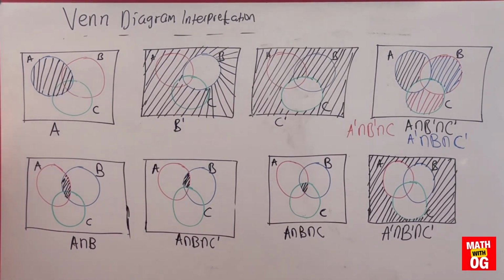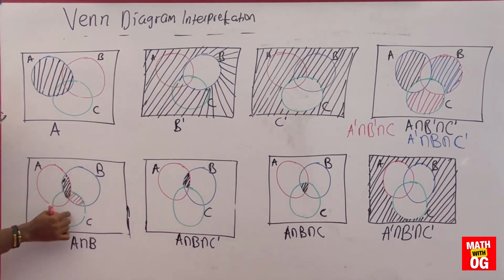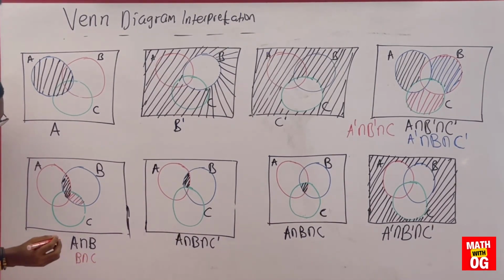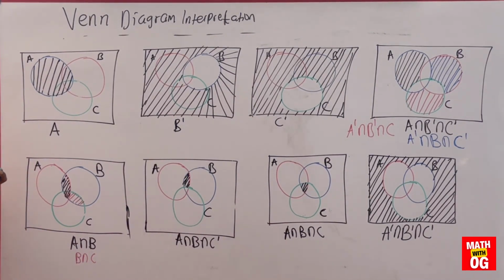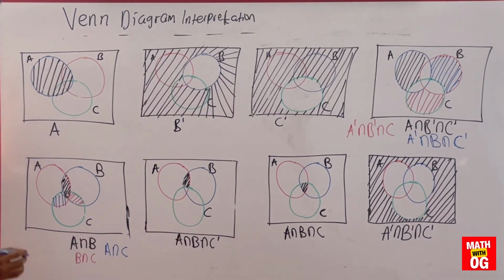However, if I'm to shade this part red and also shade this part that is common to A, B and C, this will now be what? B intersection C. So this will be B intersection C. Similarly, if I'm to shade this part common to A and C only, and this same part common to A, B and C, that means everything from here down to this innermost part, this will be A intersection C.